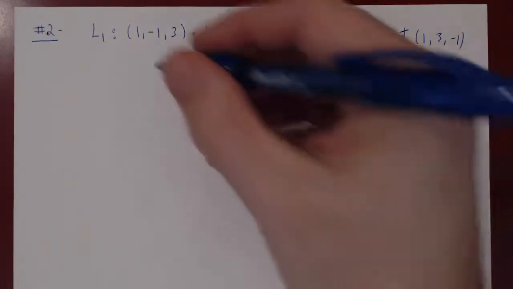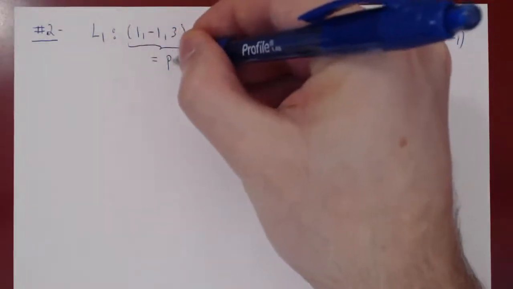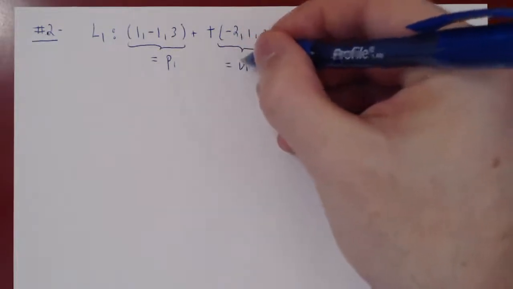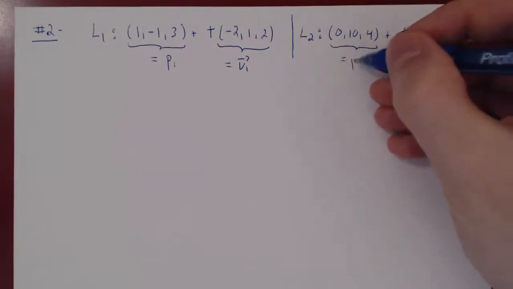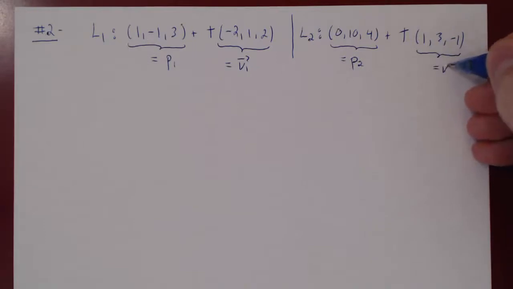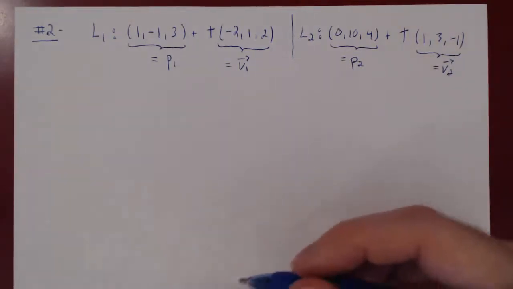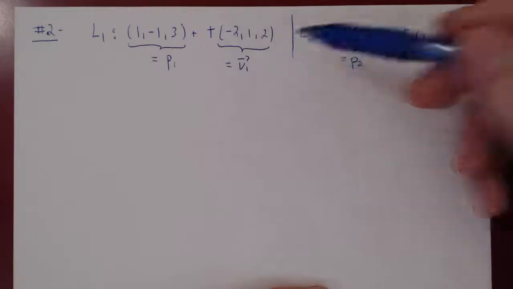Well, clearly, if you look at the two lines, call this P1, the anchor point of line 1. Call this V1, the directional vector of line 1. Same thing here, this is P2, the anchor point of line 2. This is V2, the directional vector of line 2. And clearly these two lines are not the same, because look at their directional vectors. This is the vector (1, 3, -1). This is the vector (-2, 1, 2).